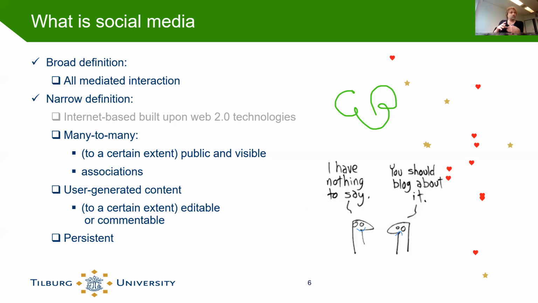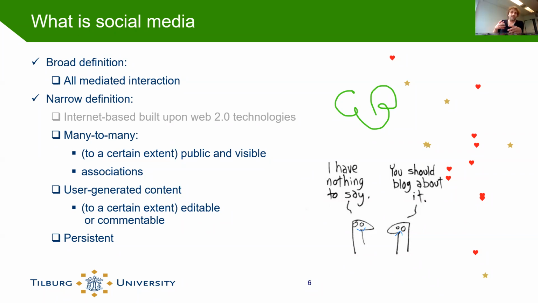So user-generated content is one, and many-to-many as well. We would say a phone conversation is not social media, but if you have a WhatsApp conversation with many people, it is more social media like. So the many-to-many thing is also an important characteristic of social media. But it depends on the type of social medium and on your personal definition to what extent, how many-to-many you think it should be.